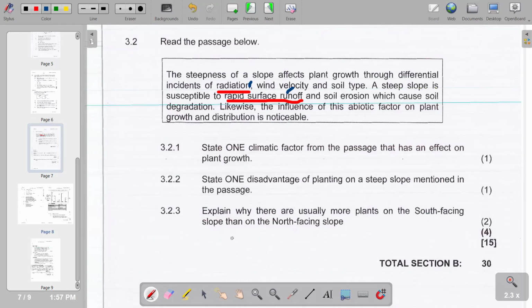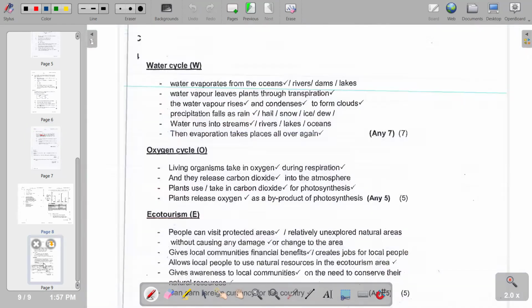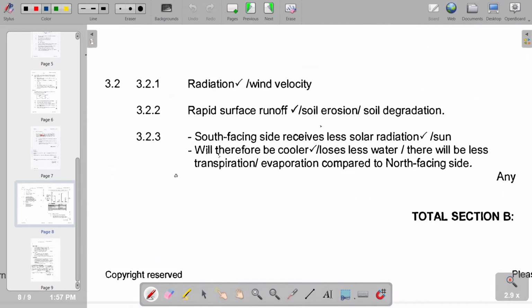From 3.2.3, explain why there are usually more plants on the south-facing slope than on the north-facing slope. In response to that, the south-facing side receives less solar radiation or sun, will therefore be cooler, and loses less water. There will be less transpiration or evaporation compared to a north-facing side. So these are the responses on 3.2.3.